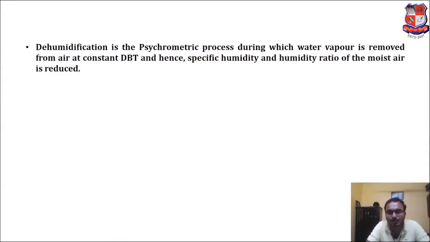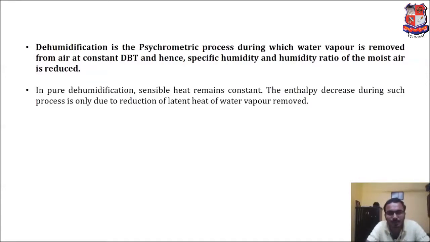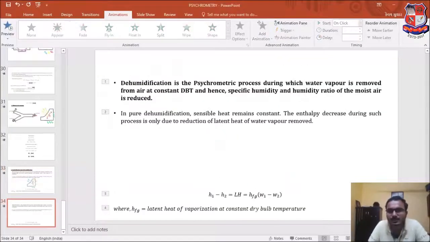And now the dehumidification process. Dehumidification is a psychrometric process during which water vapor is removed from the air at constant dry bulb temperature, and hence the specific humidity and humidity ratio of moist air is reduced. In pure dehumidification, sensible heat remains constant and the enthalpy decrease during such a process is only due to the reduction of latent heat of water vapor which is being removed. So we will first draw a figure for this.